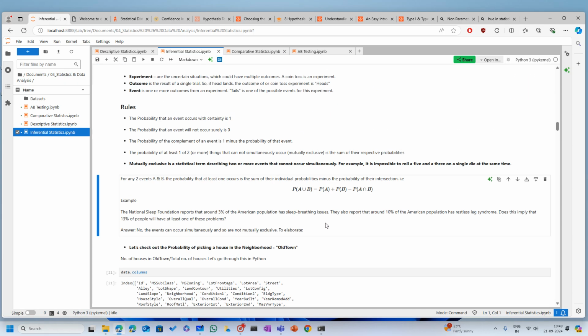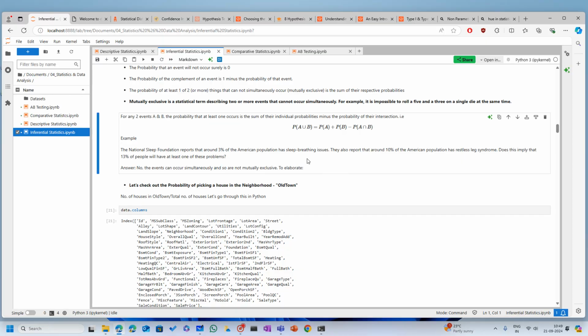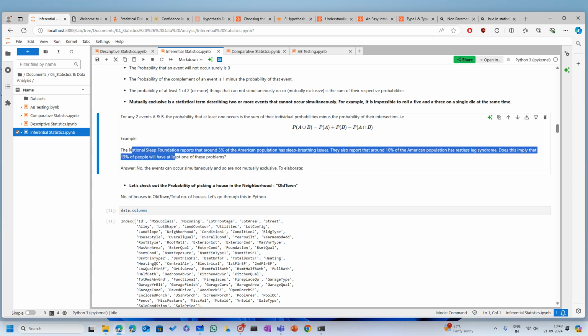Probability is always measured between 0 and 1. There cannot be negative probability. Either the probability will be 0, or it will be between 0 and 1.